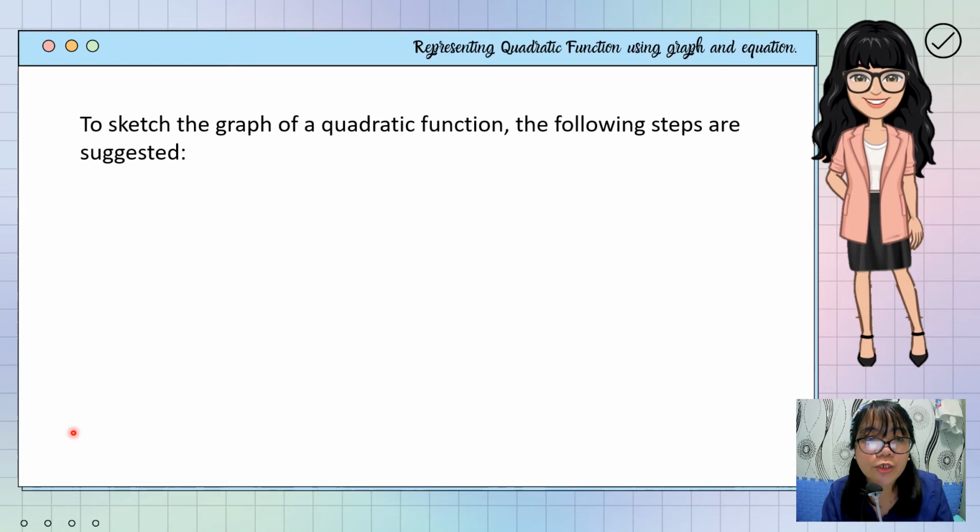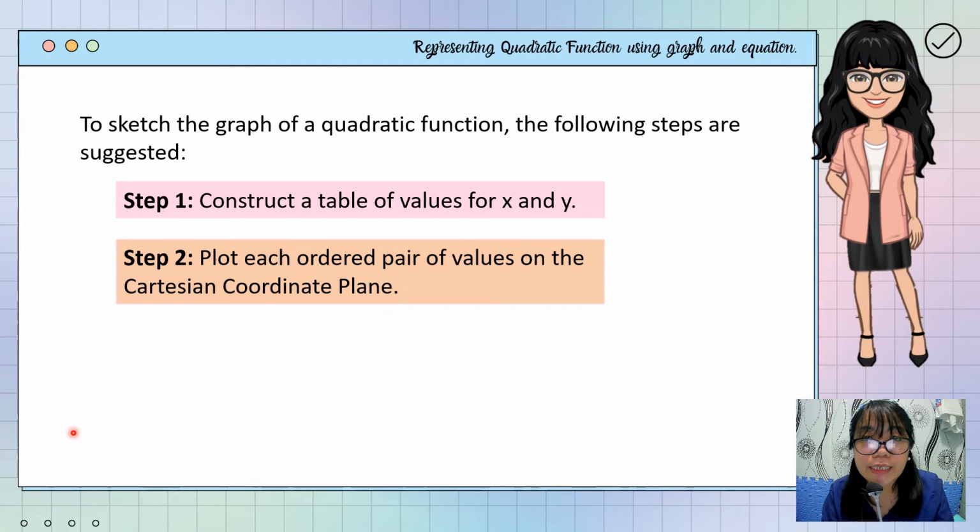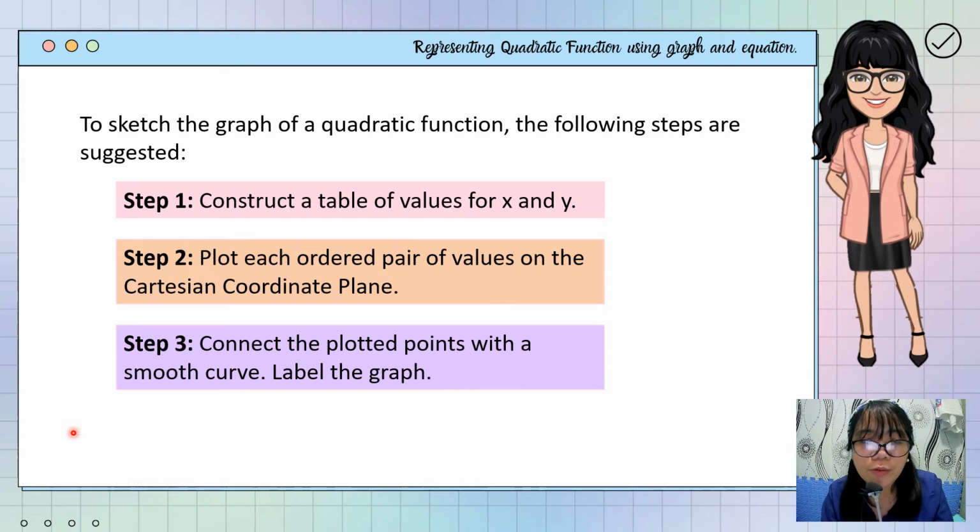To sketch the graph of a quadratic function, here are the suggested steps. First, construct a table of values for x and y. Second, plot each ordered pair of values on the Cartesian coordinate plane. Third, connect the plotted points with a smooth curve and label the graph.